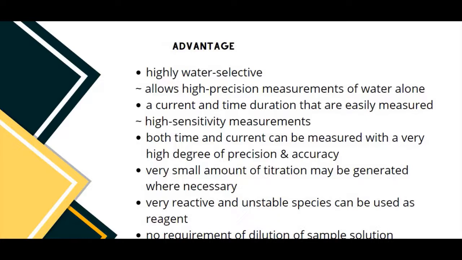Coulometric titration generates a very small amount of titrant. In coulometric titration, species which are very reactive and unstable can be used as reagent. Lastly, there is no requirement of dilution of the sample solution in coulometric titration.